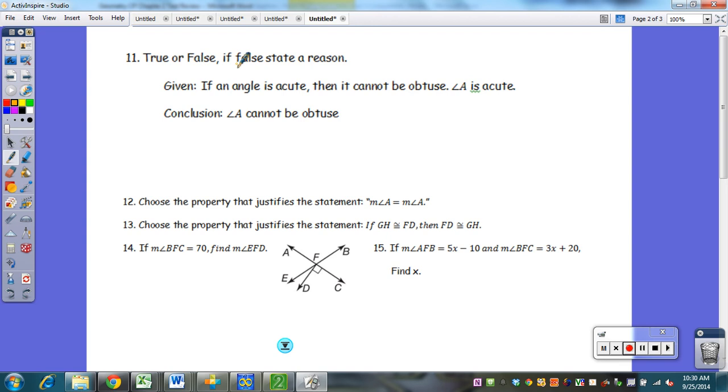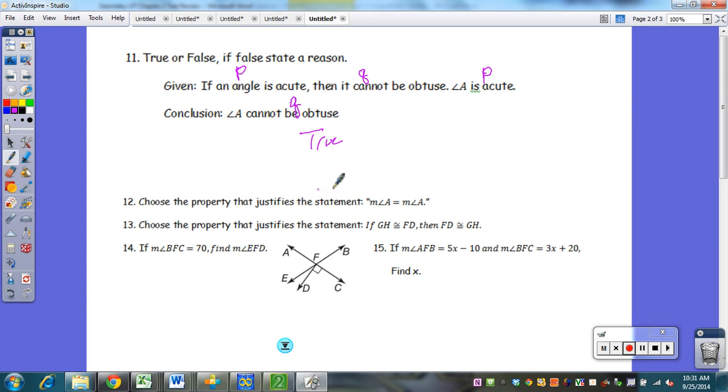True or false? If false, state a reason. Okay? So again, we have a law of detachment here that says if P, then Q. If an angle is acute, then it cannot be obtuse. So it's saying here, angle A is acute. So it's telling me that my hypothesis is true, so therefore my conclusion is also true. So that's a true statement.